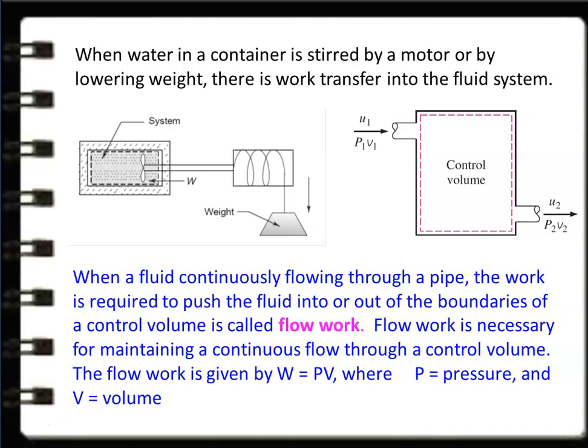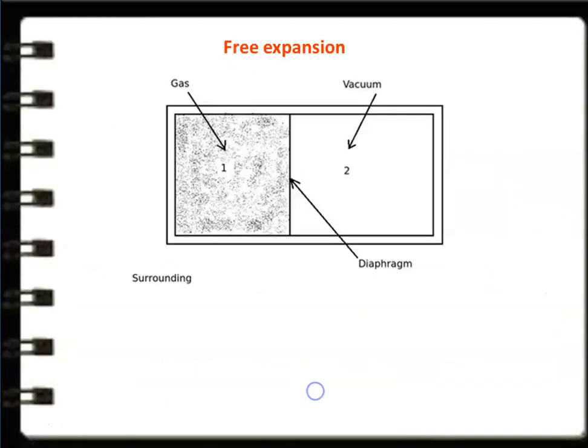So what is electrical energy crossing the boundary? Second one is the shaft rotating using a motor, and the third one is a stirrer, which is driven by raising or lowering the weight, and then the flow work. These are the four forms of work.